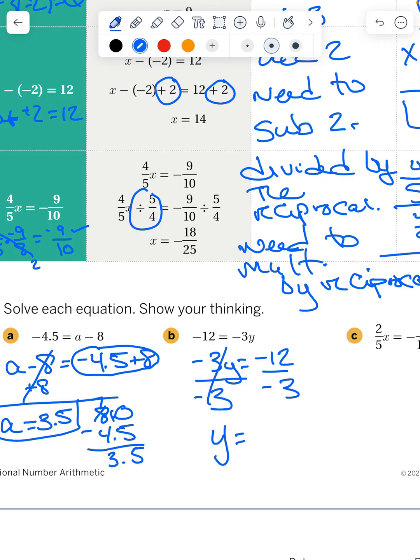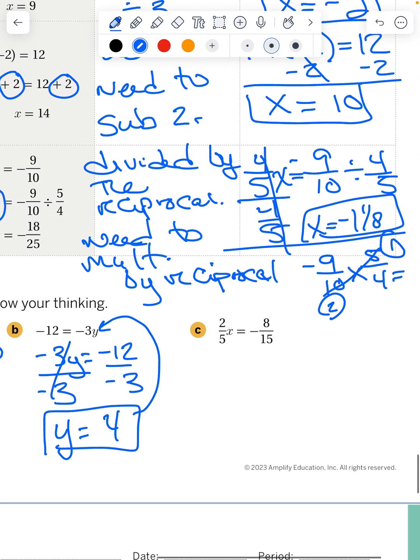A -3 divided by a -3 is a positive 1Y. A -12 divided by a -3 is a positive 4. If you were to put 4 back in for that Y, a -3 times a positive 4 is a -12. It checks out.